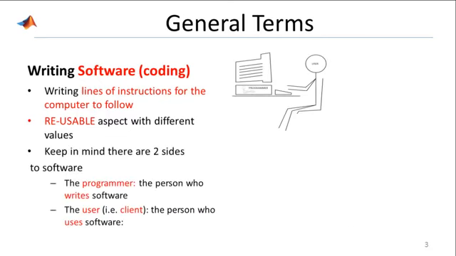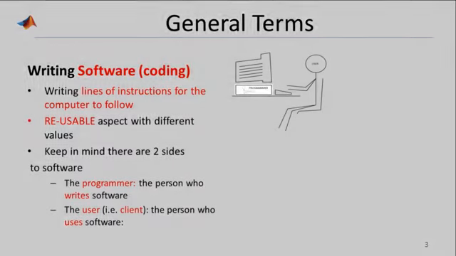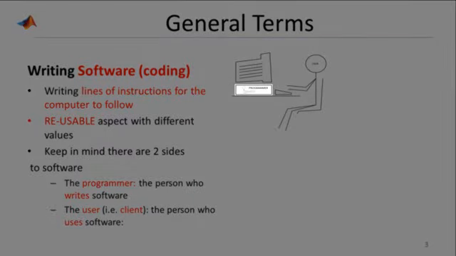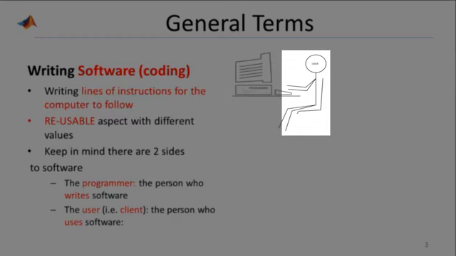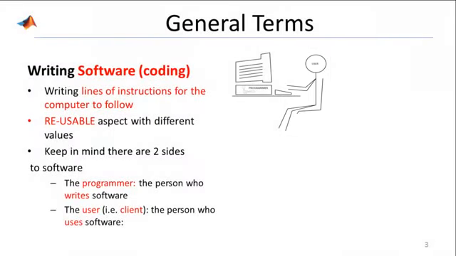Now keep in mind that there are two sides to software. The programmer is the person who writes the software. The user is the person who uses the software. Up till now, most of us have not coded and have been users of Microsoft Word, Microsoft Excel, or any other kind of software. This class is all about teaching you what's inside the software and writing code.